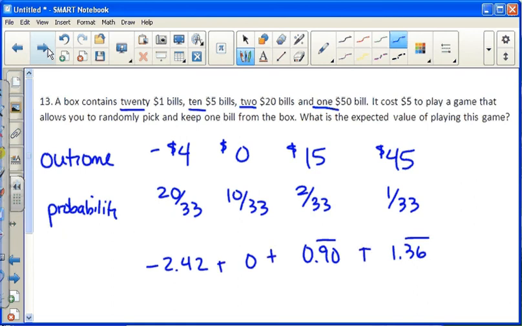So this game is not quite fair. We're overpaying by 15 cents. But the expected value is negative 15 cents.